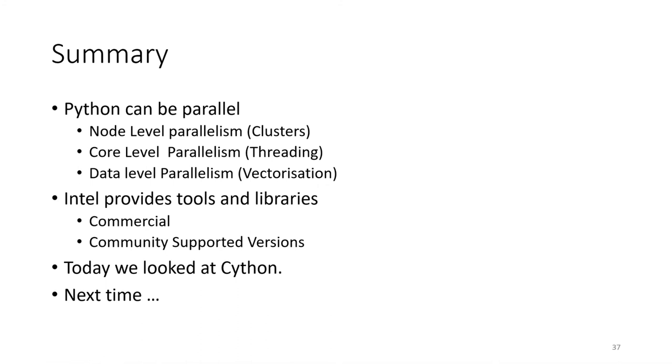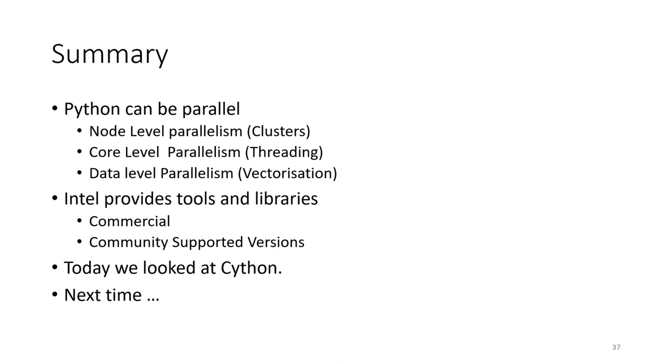So what have we seen today? Well, Python can be parallel, and there are different kinds of parallelism that Python could take advantage of. In our case, we were just doing threading and vectorization, but in one of the future webinars, we'll also look at how to get Python running across clusters. The tools that I've used are the Intel optimized libraries and also VTune for profiling. I've also used the Intel compiler for this last step as well.